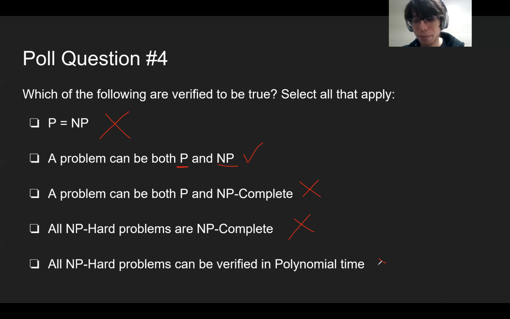All NP-hard problems can be verified in polynomial time. Yeah, this is not true either, for the same reason as before. NP-hard includes more than just NP. NP can be verified in polynomial time, but NP-hard doesn't just include NP. It includes things beyond NP. It's at least as hard as everything in NP, so it includes everything in NP and then further. So really the only one that we can verify true is the second one.